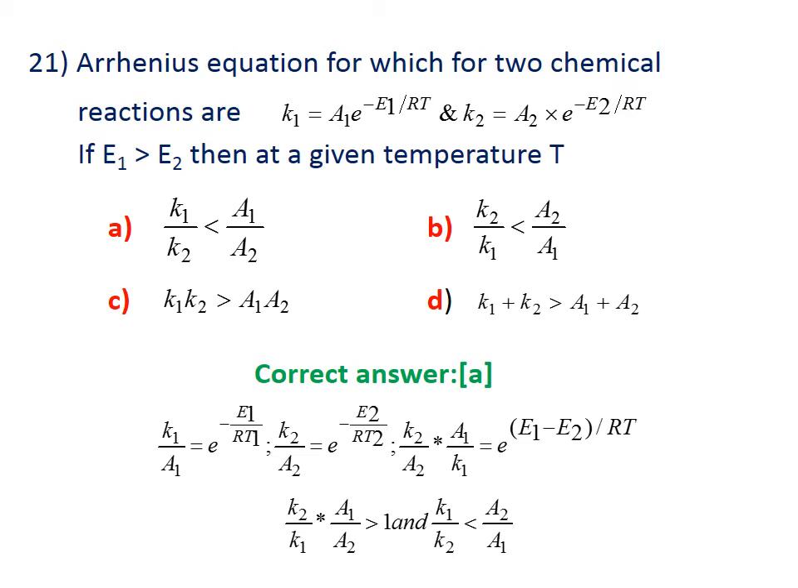Now let us consider the Arrhenius equation. K1 by A1 will be equal to e power of minus E1 by RT. Similarly, K2 by A2 will be equal to e power of minus E2 by RT. So you divide one equation by another, you will get K2 by A2 into A1 by K1, that will be equal to e power of (E1 minus E2) divided by RT. And we can say K2 into A1 by K1 into A2 is greater than 1. Therefore, K1 by K2 less than A1 by A2. The option A is correct.